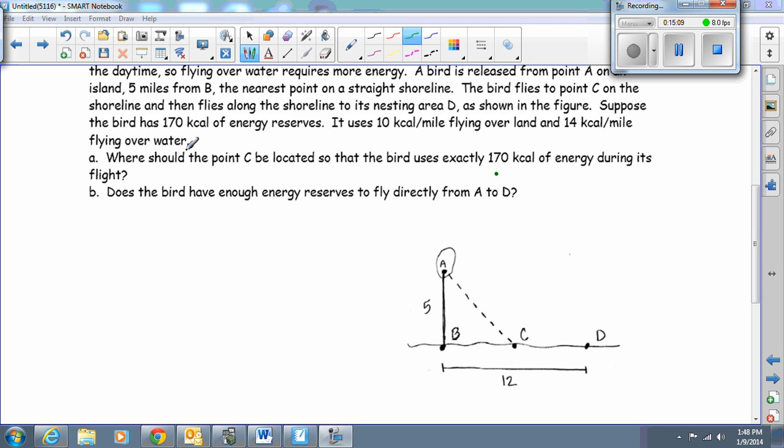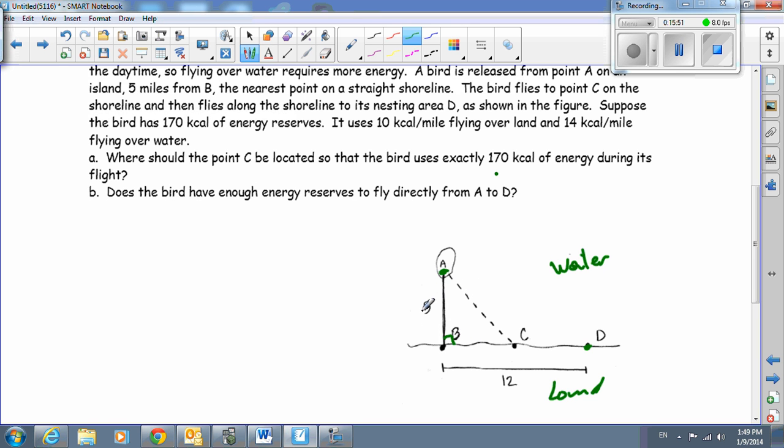All right, now that you have read it, here are some key information. The bird is released from A and is traveling to D. So this is the starting point and this is the end point. This is the water, and down here we have the land. So flying from B to C, or C to D, that's the land. Obviously, the bird is going to fly over the water and the land. So we assume that from A to C will be on the water, and from C to D will be the land.